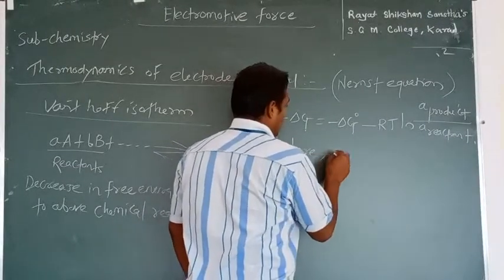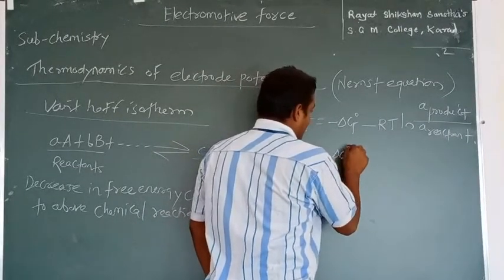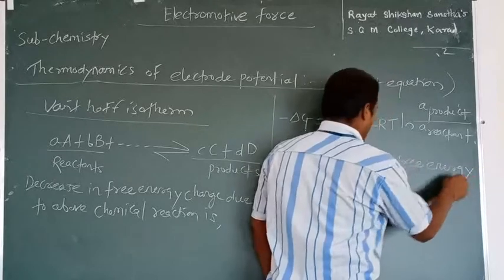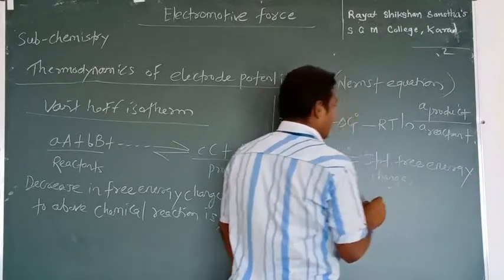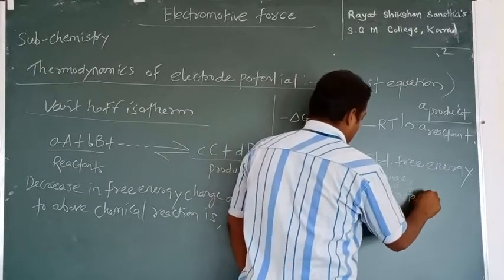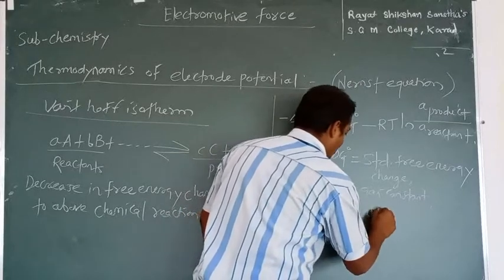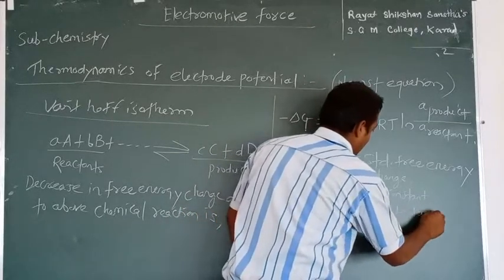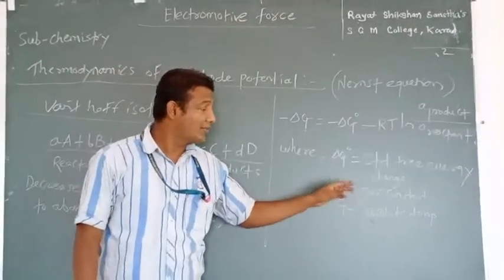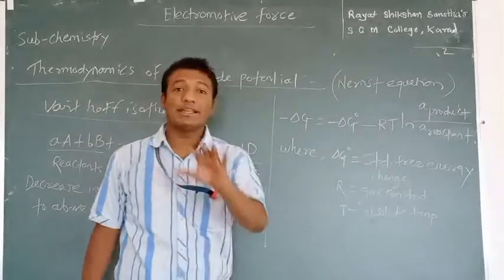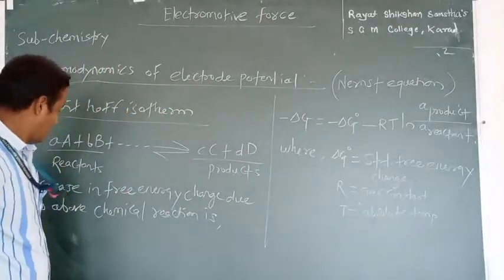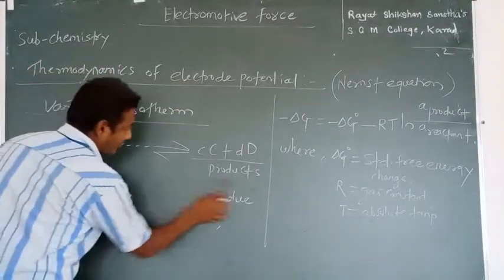Where delta G0 is nothing but the standard free energy change, R stands for the gas constant, and T is nothing but the absolute temperature. Are you getting what I am saying?